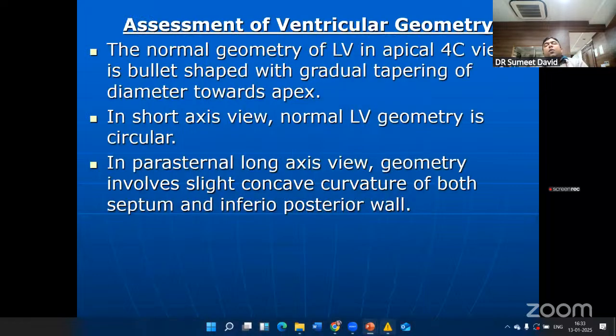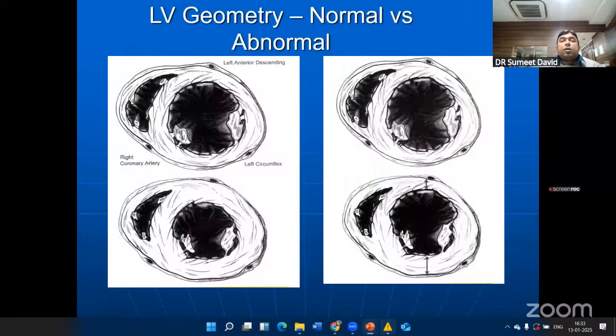So, assessment of ventricular geometry. The normal geometry of the left ventricle in apical four-chamber view is bullet shape with gradual tapering of diameter towards the apex. In short axis, normal LV geometry is circular. In parasternal long axis, the geometry involves slight concave curvature of both septum and inferior posterior wall. So normal versus abnormal, you can see.